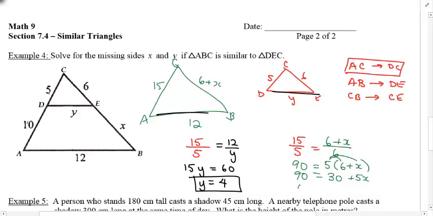We'll subtract 30 off of both sides. That's 60 equals 5X. We'll divide both sides by 5. So X equals 12. And if you got these answers, I'm very, very happy.